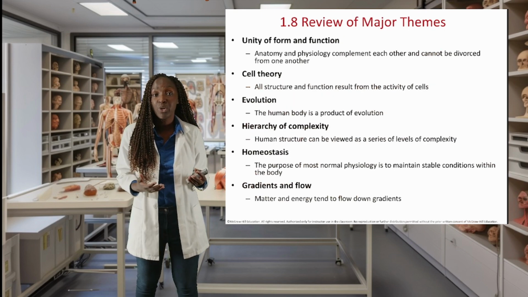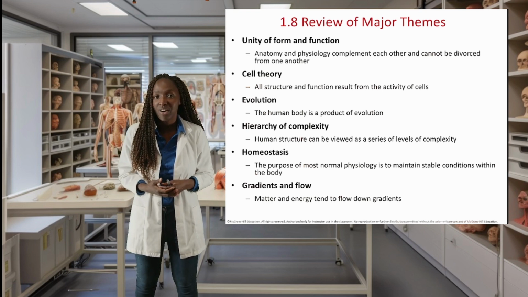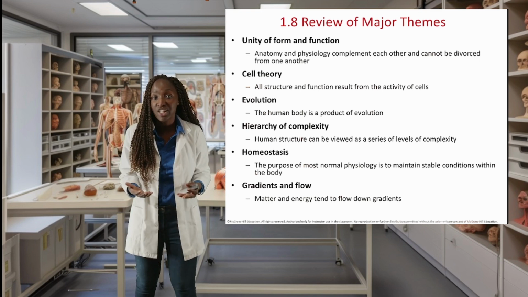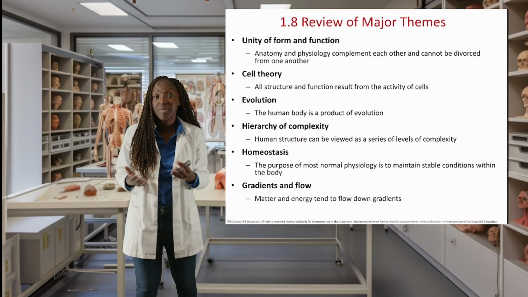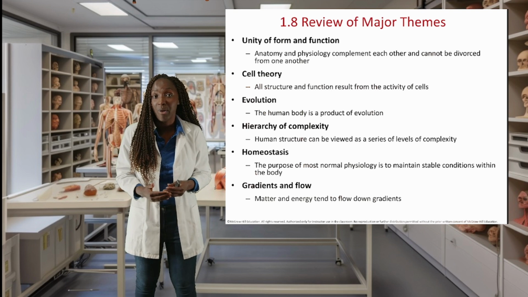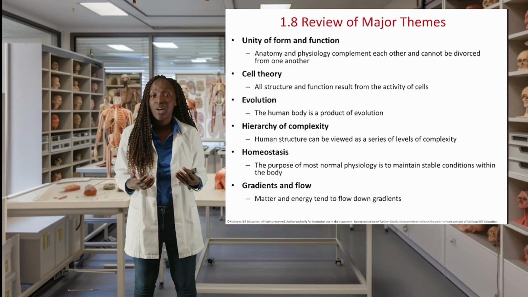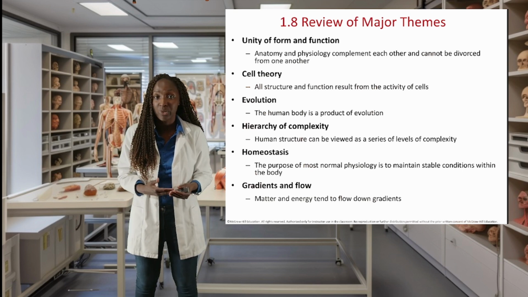All right, so let's review what we've gone over so far in this chapter. We looked at the differences between anatomy and physiology. We talked about the characteristics of life, looking at the cell theory, all structures have activity of cells. Evolution, we have to see a change in genes. We talked about the hierarchy of complexity. The organism is the highest level all the way down to the smallest atoms. We talked about homeostasis, maintaining that internal stable condition. And we also talked about gradients and flow, looking at how matter and energy behave by flowing down gradients.